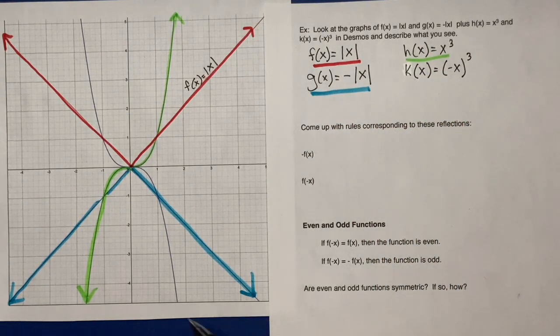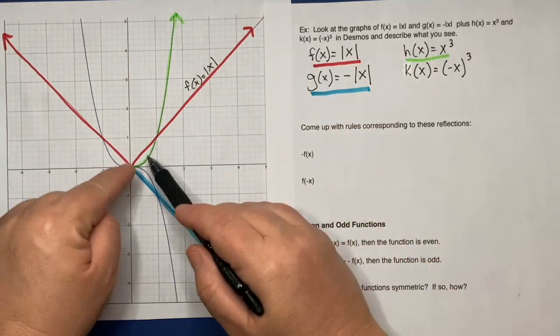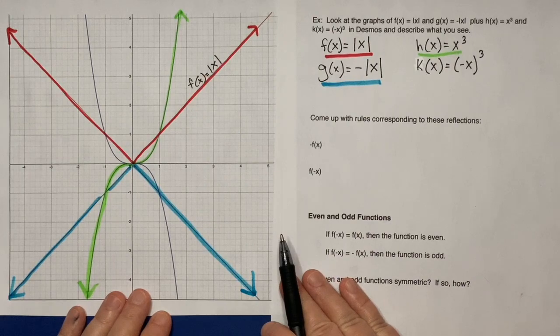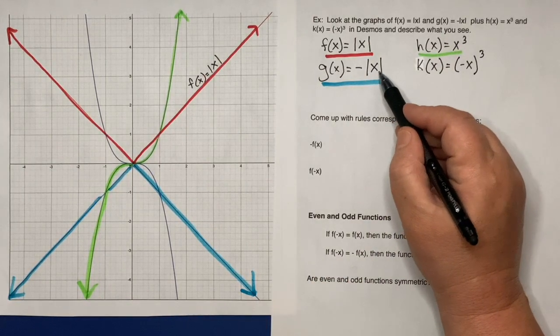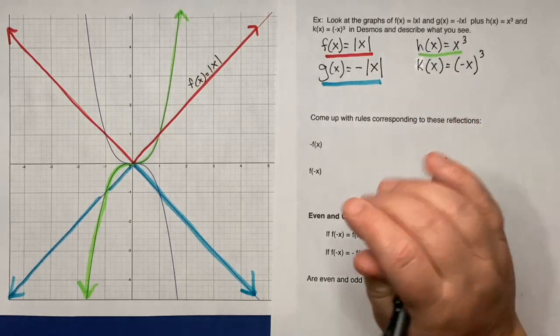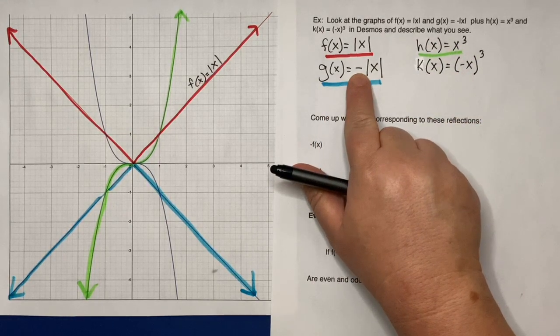And let's talk about why that makes sense. Why does it make sense that you just take the red one and flip it upside down? And the answer is because we're taking the absolute value of x, which will turn out to be positive or 0, and then we're going to apply a minus to it, which is going to take every positive answer and give us a negative answer.